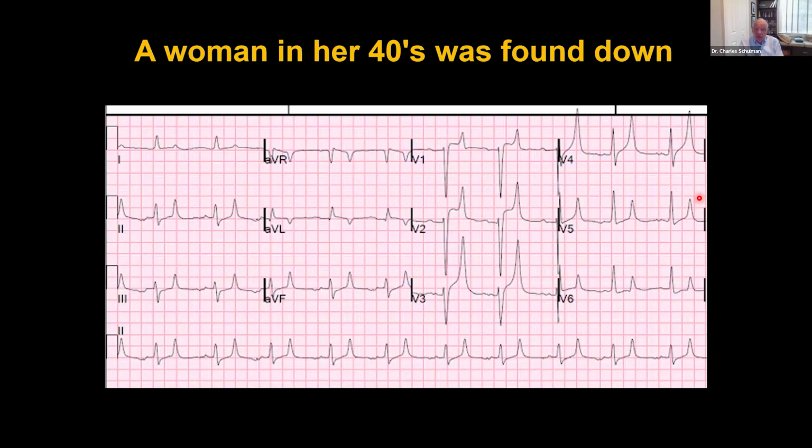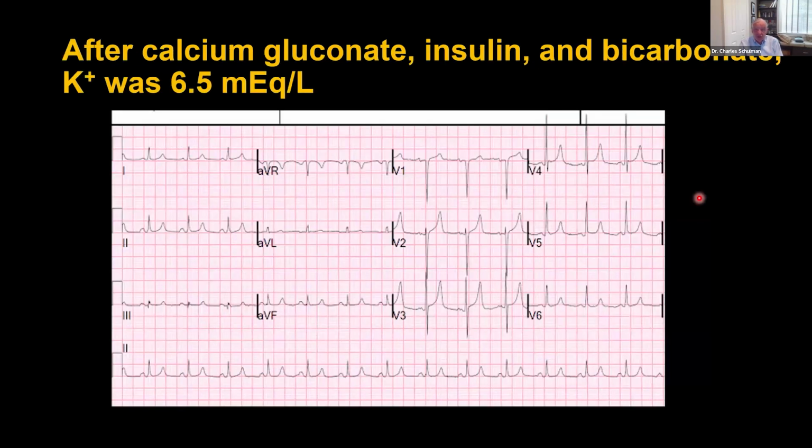Here's a woman in her 40s who was found down, brought to the emergency room. What do you think are causing her tall T waves? A potassium of 8.1. She was treated with calcium gluconate, insulin, and bicarbonate, and her K came down to 6.5. And so here's her ECG with a potassium of 6.5. Looks a lot better, doesn't it?